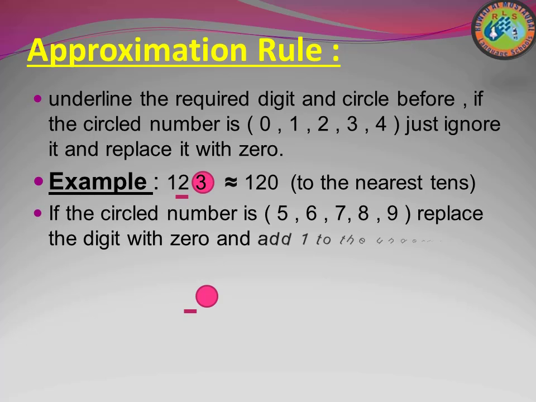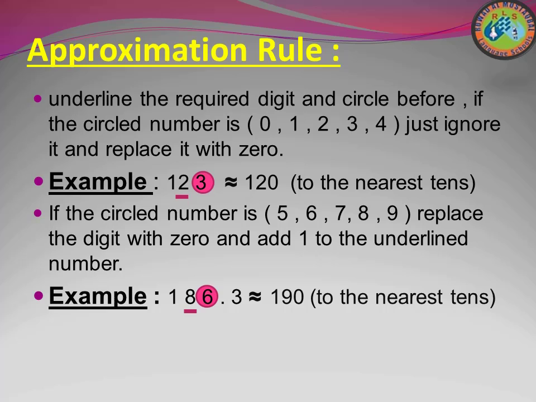If the circled number is 5, 6, 7, 8 or 9, replace the digit with 0 and add 1 to the underlined number. For example, 186 and 3 tenths, and I wanted to approximate it to the nearest tens. Again, underline tens and circle the digit before. The digit inside the circle is a rich digit, it's a 6. So I will replace it with 0 and add 1 to the underlined digit. So the answer will be 190.